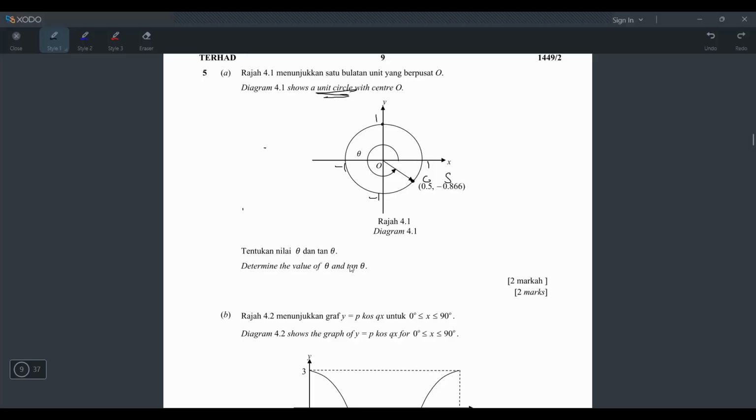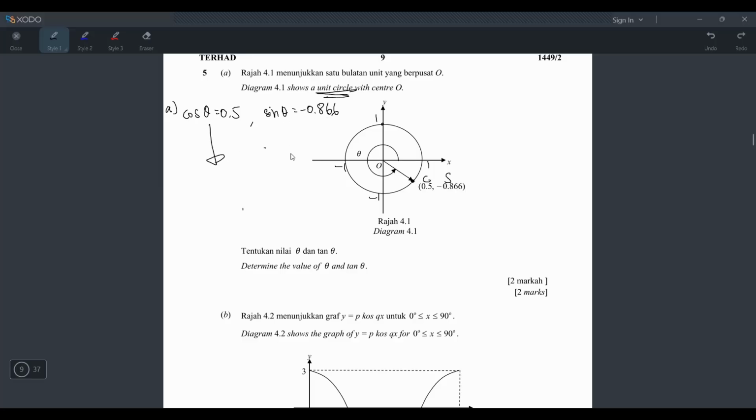Okay, so what they want now, determine the value of theta and tangent theta. So first they want to find theta first. So how can we find this theta? Oh, we have two pieces of information. Even though we don't know theta, we know cos theta is 0.5, and we also know sine theta equals -0.866.